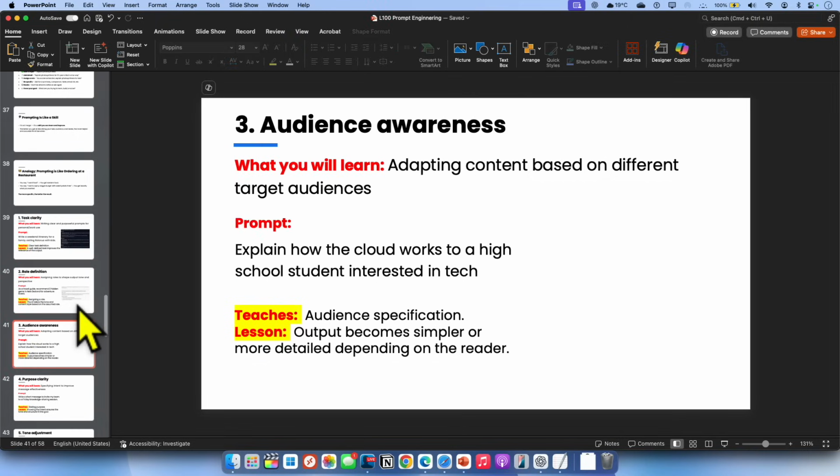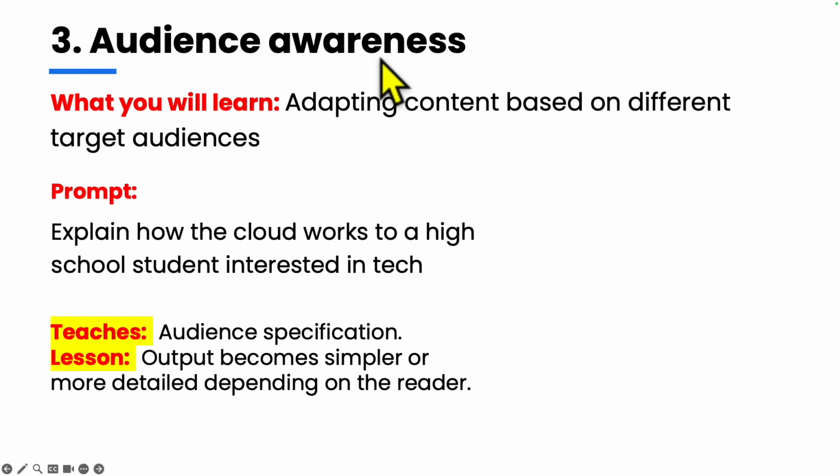Let's look at the third example. The third example we are going to learn is audience awareness. So what are we going to learn here? If you want to create content based on different target audiences, it's a really good way to include this audience awareness element. When you do that, that's going to cater the output towards a particular set of audience.